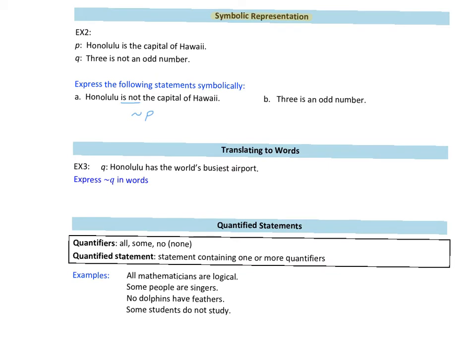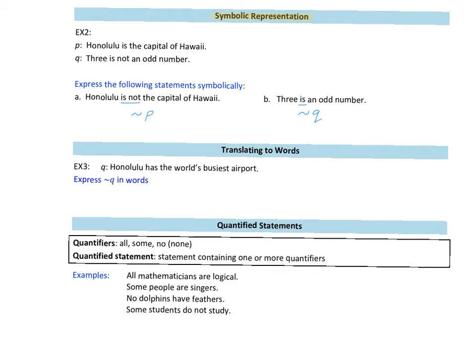Part B says 3 is an odd number. My statement Q is 3 is not an odd number. So this is the opposite of Q, or the negation of Q. So again, the negation goes before the statement. I'm negating Q.